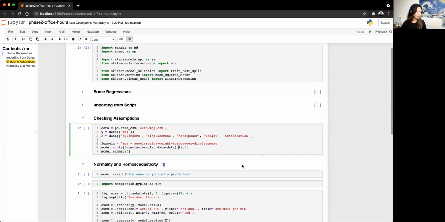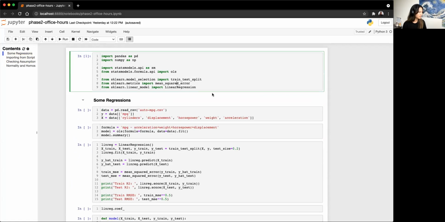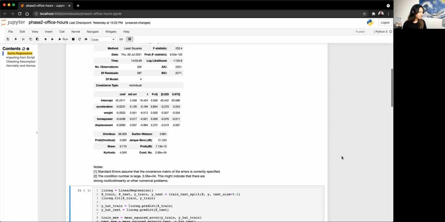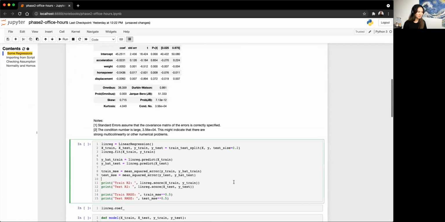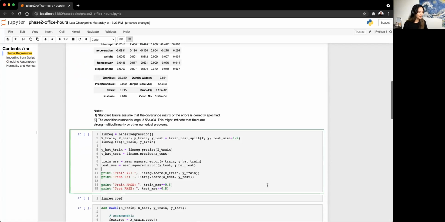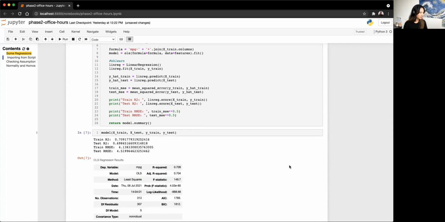So first to start, let's take a look at some of the stuff that we did yesterday. Yesterday we wrote a function that does our modeling, but I'm not going to talk more about that today. I just want to talk about a few different results.